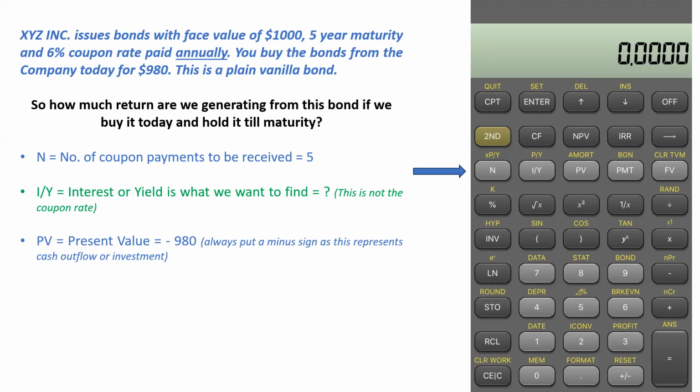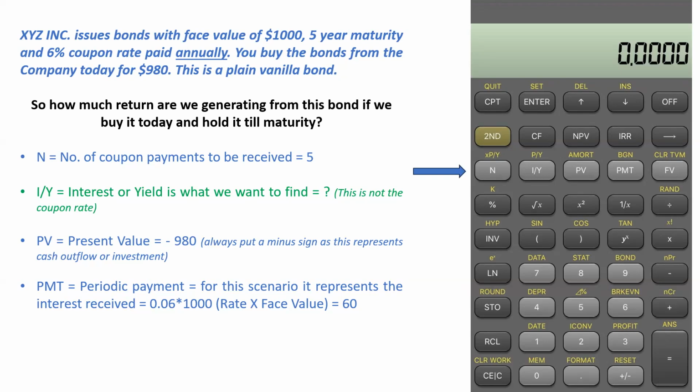Now because we are buying the bond, money is going out, we have to put a minus sign. So we are going to write it as minus 980. Always put a minus sign as this represents a cash outflow or an investment.